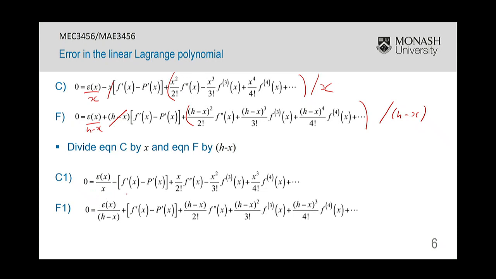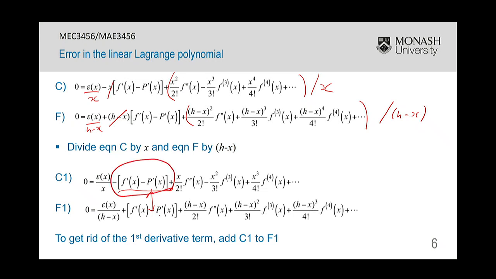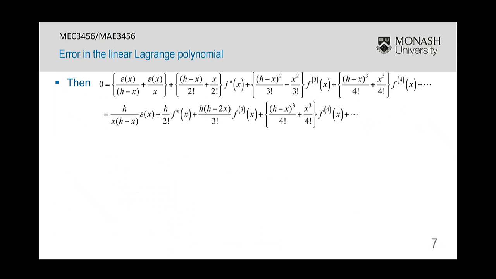C1 is 0 equals epsilon of x on x minus this term plus higher order terms. And F1 gives 0 equals epsilon of x divided by h minus x, again plus a term that's identical, plus some higher order error terms. Let's get rid of this first derivative term because we actually have no idea what f dashed of x is equal to. We can get rid of it by just adding C1 and F1 together, because we notice that this term here appears with the opposite sign in each expression. If we add these two terms together, we get the top line here.